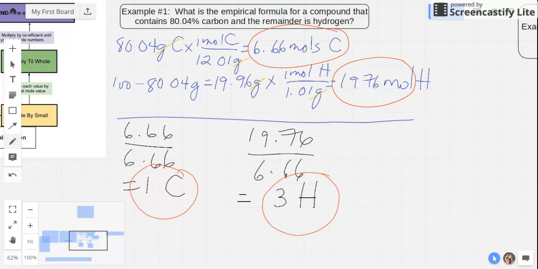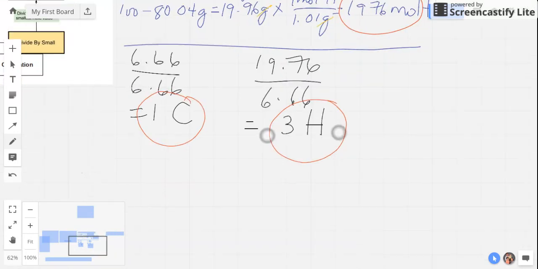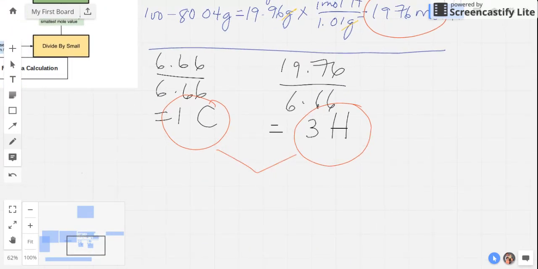Now, if ever you get something like 2.99 or anything that's 0.8 or 0.9, just round it up to its whole number. And if you get a 0.1 or a 0.2, just ignore that and round it down to its whole number. So that's not going to be any problem. Right after this final step, we can already conclude the final chemical formula of your compound. Since you have 1 carbon and 3 hydrogen, therefore, the empirical formula (EF) of the compound is CH3.